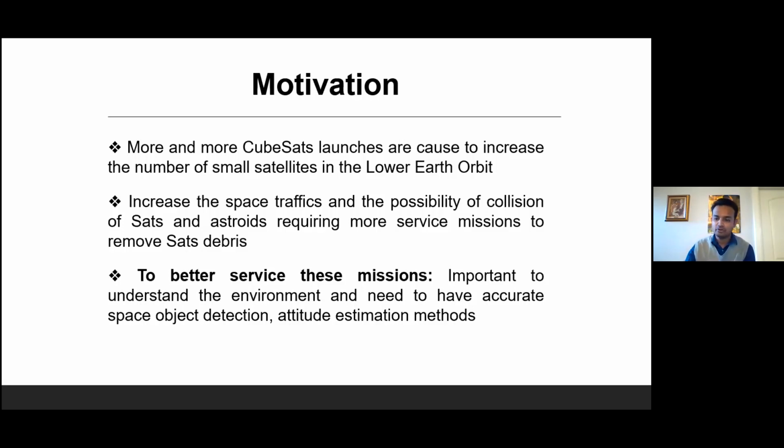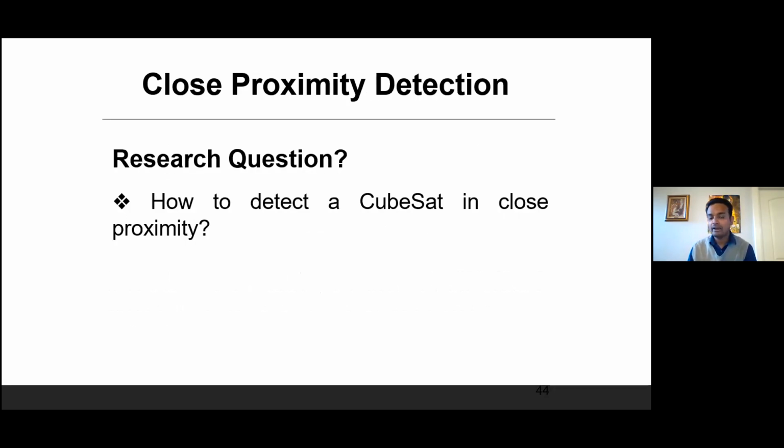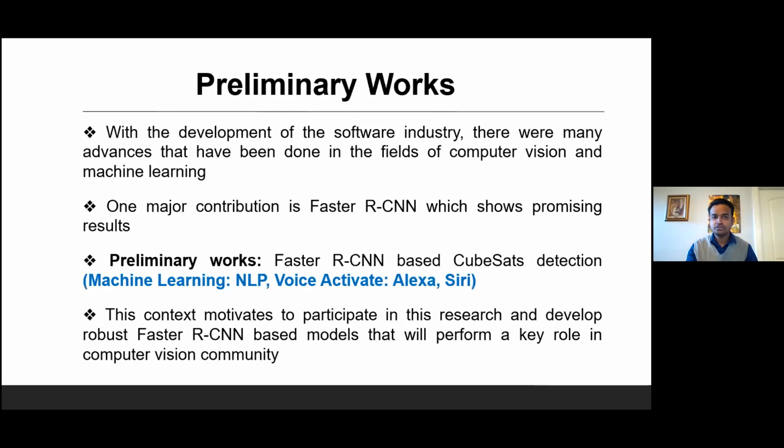Once I finalized my objective, I came up with my research question: how can I develop a system to detect CubeSats in close proximity? Once I finalized my research question and objectives, I did some preliminary research. Preliminary research means I read about it. Are there available things in the industry that I can use? What kind of things are available to detect CubeSats in close proximity? What kind of algorithms can I use? And what kind of data is available?